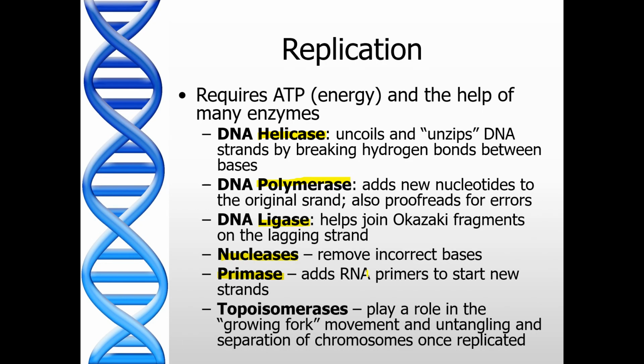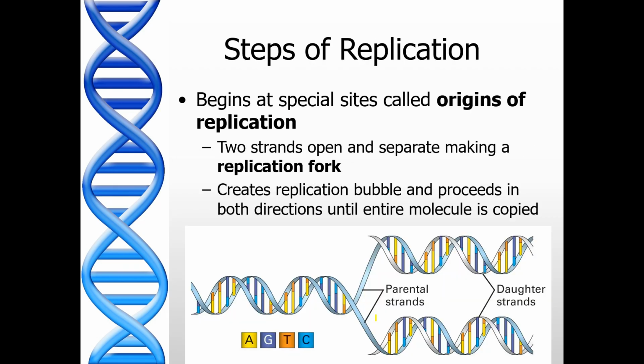Primase builds primers, okay, primase builds primers. We're going to take a look at the process here in a second. And then topoisomerases, these are the ones I'm probably least familiar with, but they have to do with untangling. You think about these long DNA strands, so they help to untangle and make it a little easier to copy that DNA. So now let's take a look at the actual process, and we'll talk about where some of these enzymes come in at the important stages.